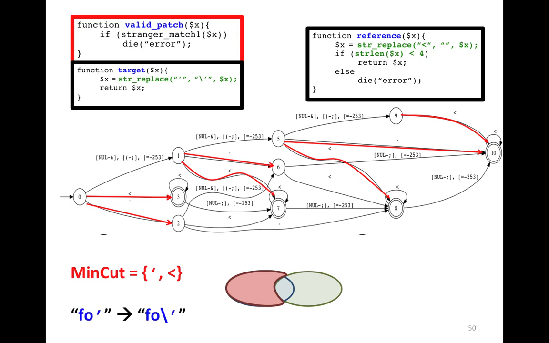And the problem actually is a length problem. Given the validation patch, we already took care of the length. So we know that we are going to block all inputs that are of length 4 or more characters. But the problem is that the sanitization on the target is going to mess up the length. So if we give the string if o single quote, then the target is going to escape the single quote and give us if o backslash single quote. So this is something that is output by the target, but not by the reference. So now, what should we do about this?